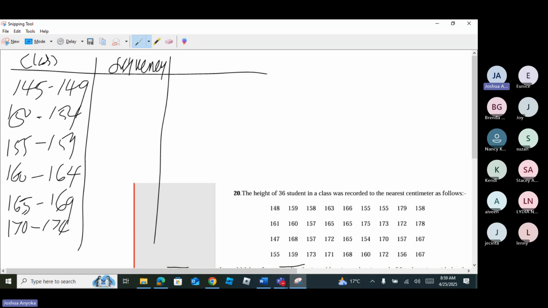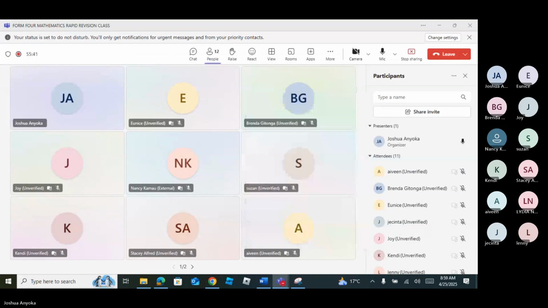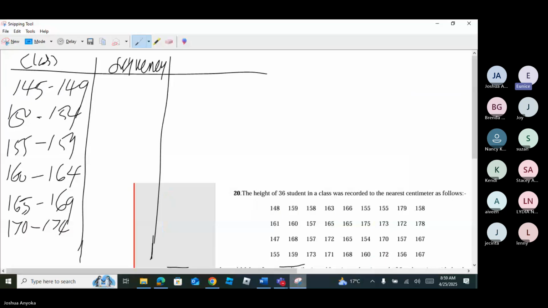Now I want us to unmute, and we give suggestions of frequencies, and others will say yes or no. Let me pick one person. Eunice, give us your frequencies. 145 to 149, frequency of 2.